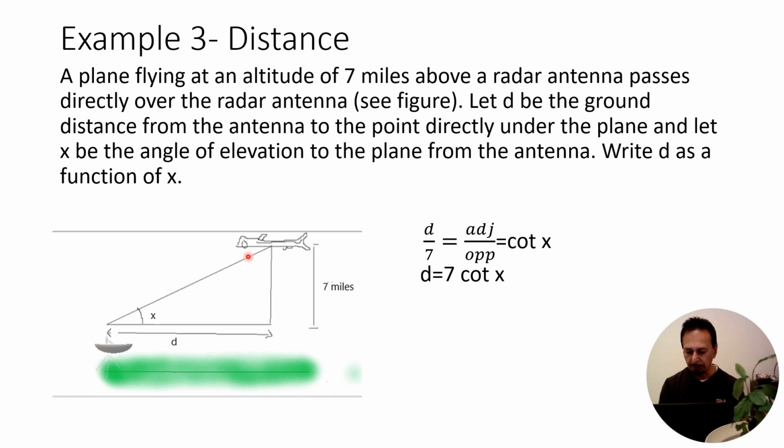So we're going to write d as a function of x. So we try to relate 7, d and x. D is unknown, so we can take the ratio of d and 7. D over 7 is equal to, now d is adjacent and 7 is opposite. And we know adjacent over opposite is cotangent of the angle. The angle is x. So now to isolate d, multiply by 7 here and 7 here. So this will give d equals 7 cotangent x.